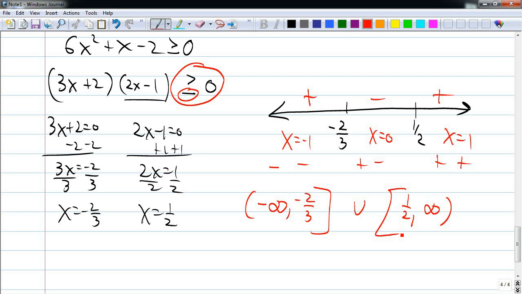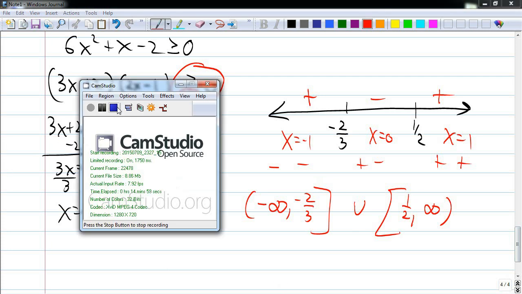Okay, I know I am over time. We will talk more about this tomorrow, but I wanted there to be another example on the books.